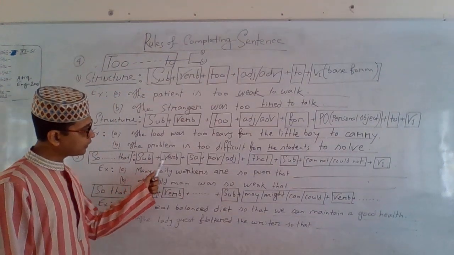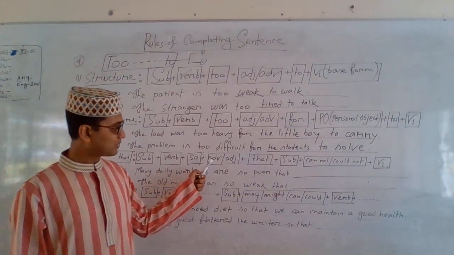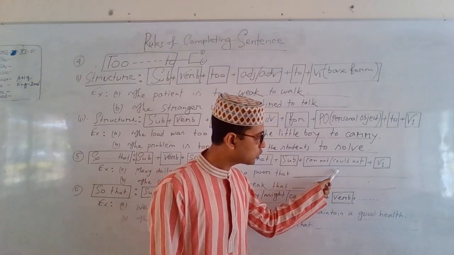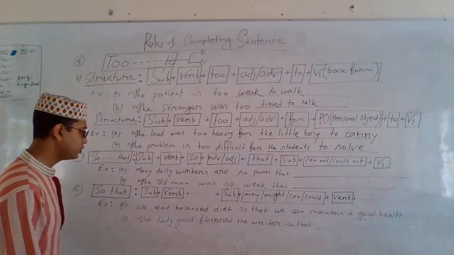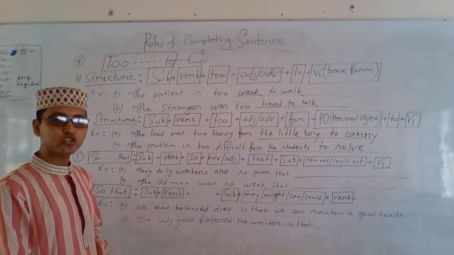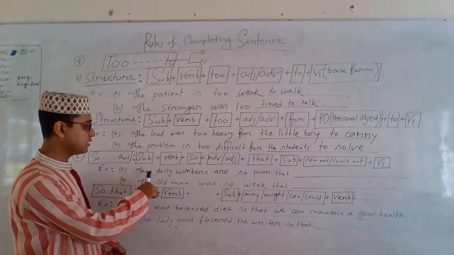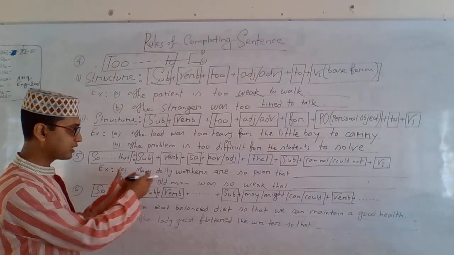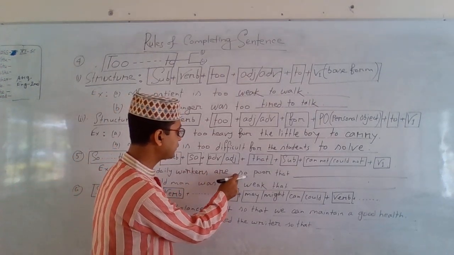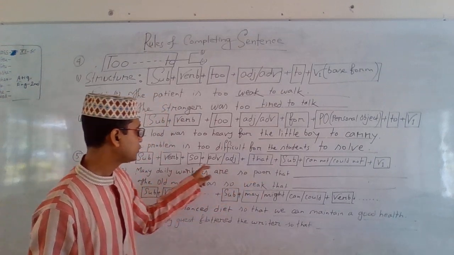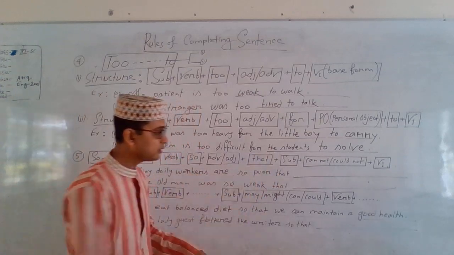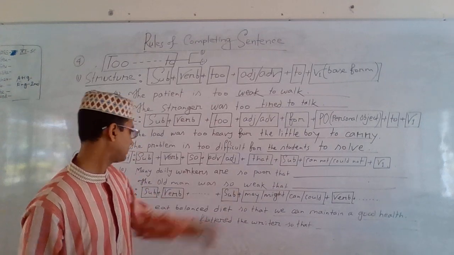Okay, again: subject plus verb plus so plus adverb or adjective plus that, again subject plus cannot or couldn't plus B1. Now we will try to formulate a sentence. Many workers are so poor that. Many daily workers, this is the subject. Are, verb. So poor that. And this is so, and poor. So after poor is an adjective, and that. And definitely, according to the structure, we will have to use a subject.